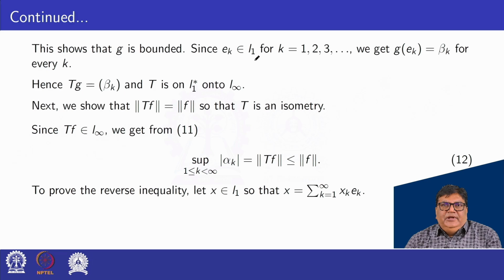Since ek belongs to L1 for k = 1, 2, 3 and so on, we get G of ek is βk for every k. Hence Tg equals βk, k = 1, 2, 3 and so on, that is β1, β2 and so on. And T is on L1 star onto L infinity.